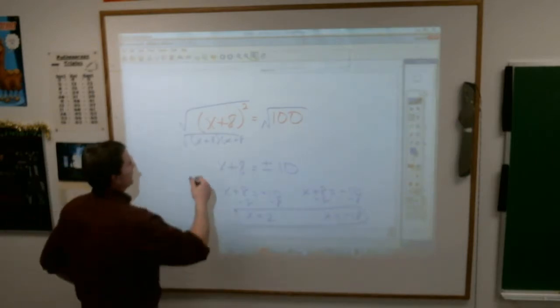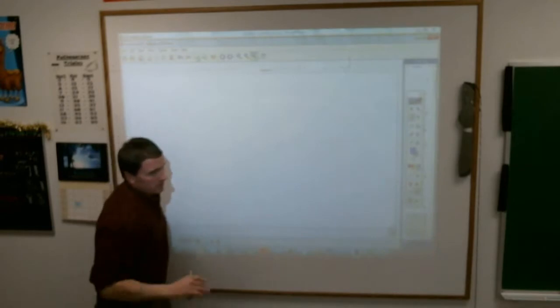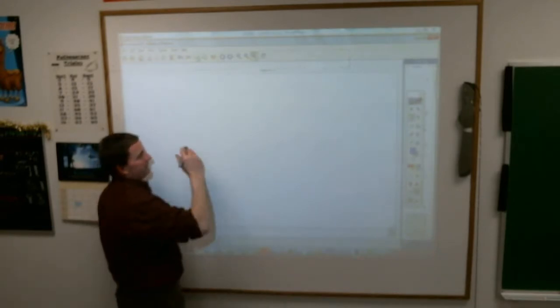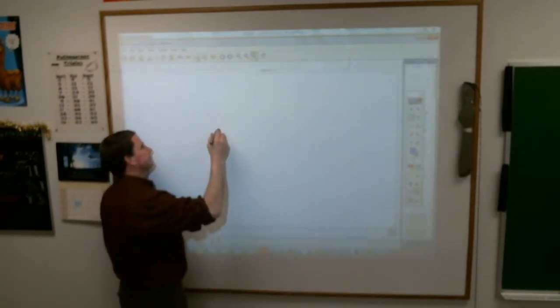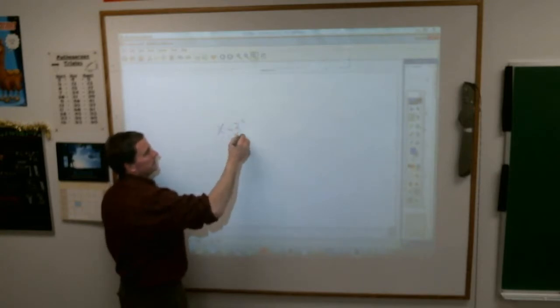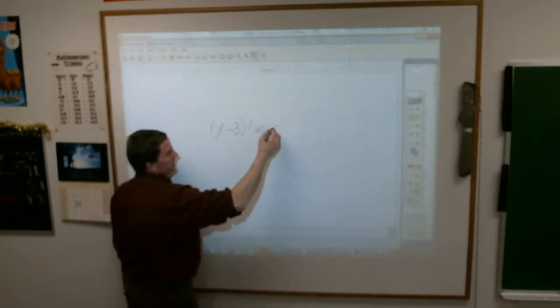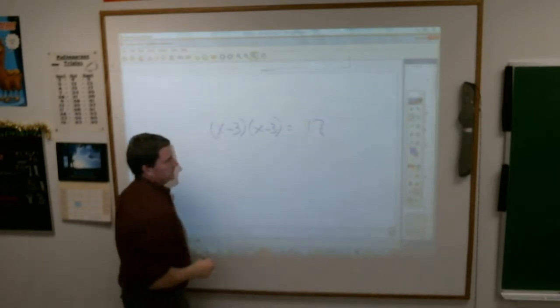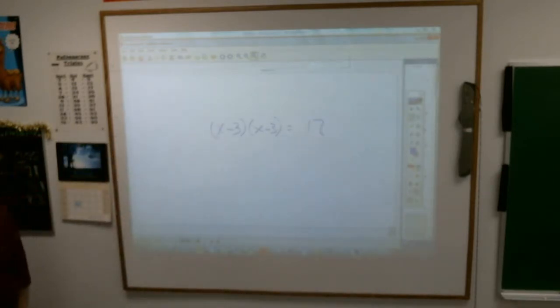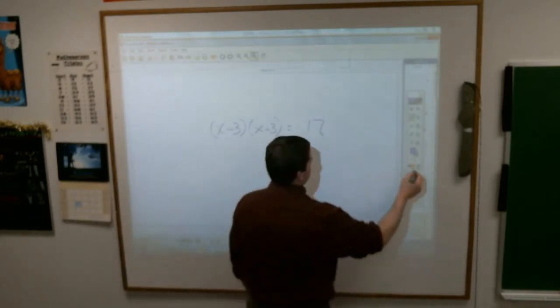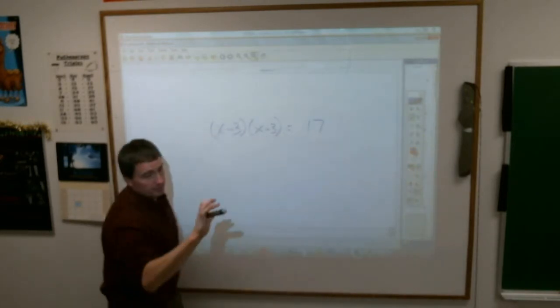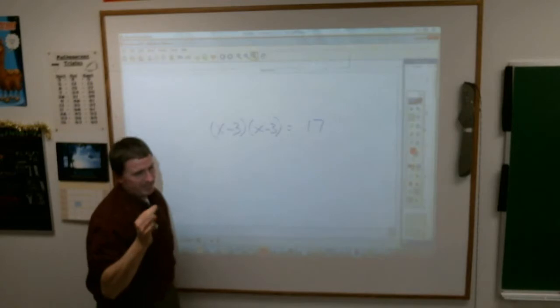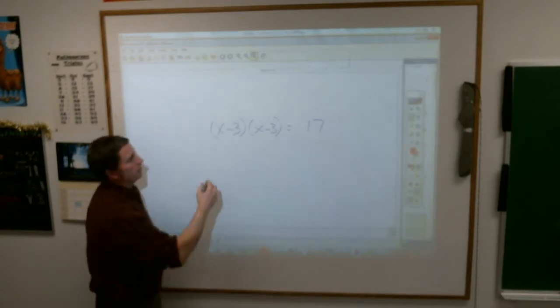Okay? Now, Holly brought up this question here. What if I have this? What if I have, I don't know, x minus 3 times x minus 3, and it equals something awkward like 17? 17 is going to end up being an irrational number because it's not going to work out. But let's look at what happens. This is all that's going to be different. The difference is you're not going to be able to add or subtract them in the end. It's going to look like this.